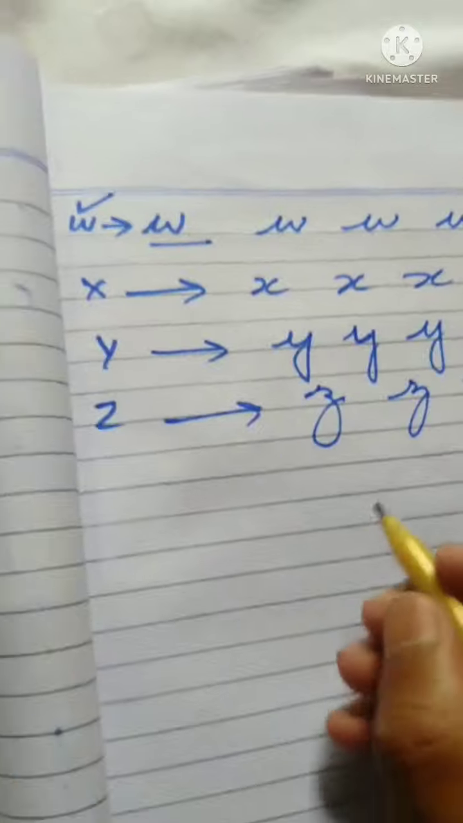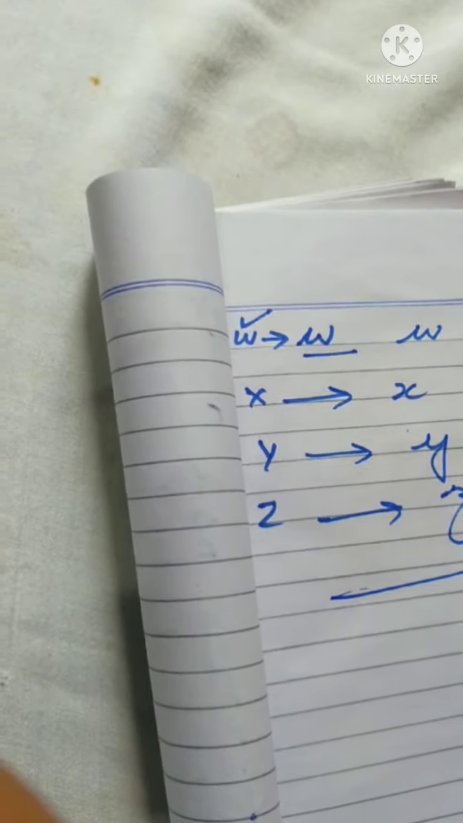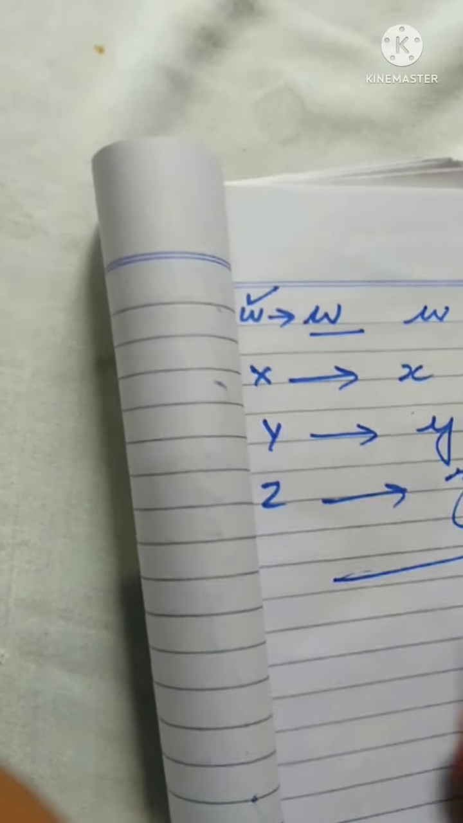So we are ending today. In this video we have learned how to write alphabets in joint writing.